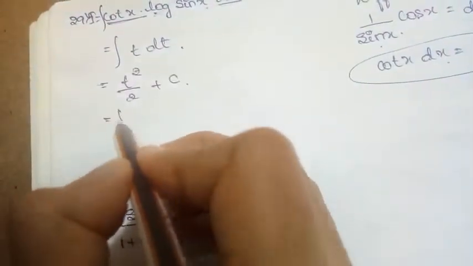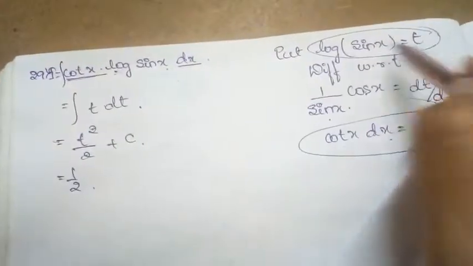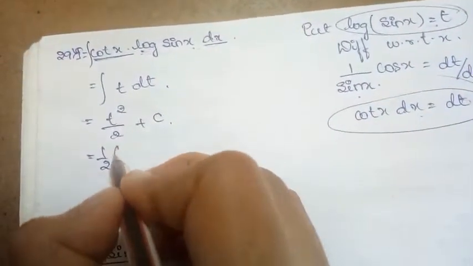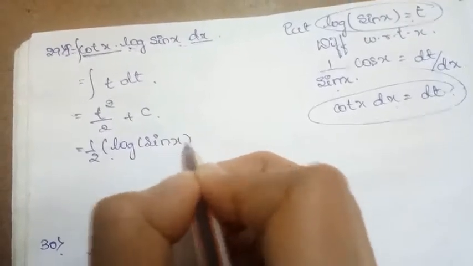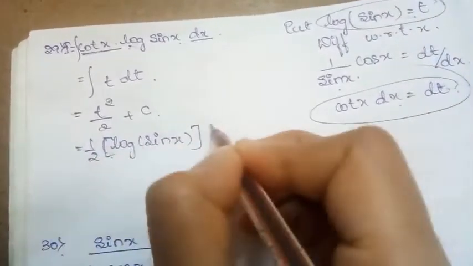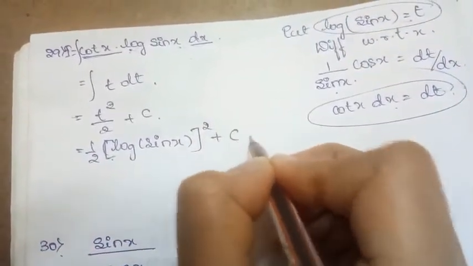So what is the value of t here? The value of t here was log of sin x. So it is 1 by 2 times log of sin x, whole square, plus c.